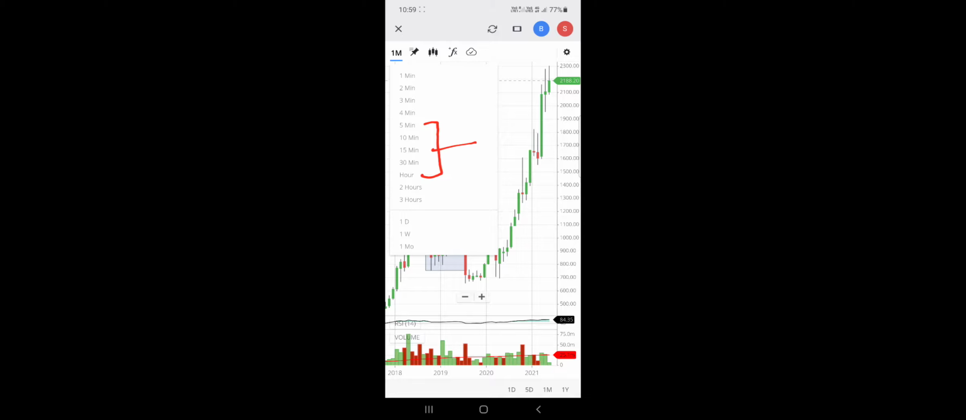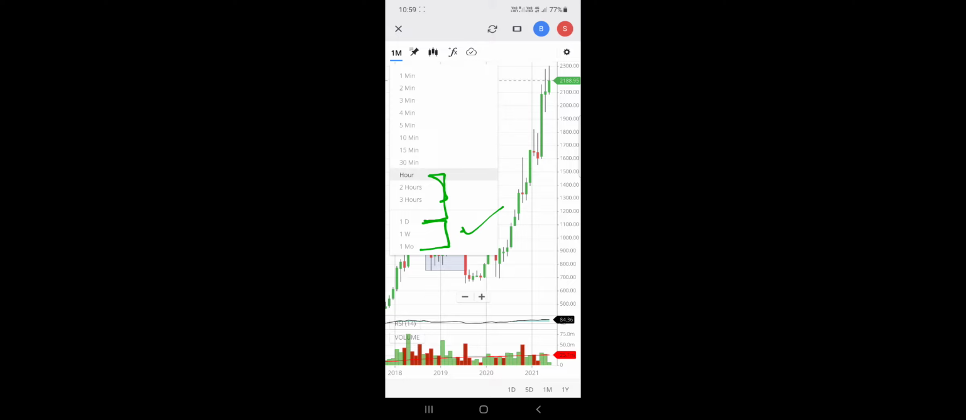And those who want to do the positional trade can take the time frame of hourly, 2-3 hours, or 1 day. Those who want to do the swing trade or positional trade, and those who want to do the long term, can see the daily, weekly, and monthly charts. These are the time frames you have to use during your trading.